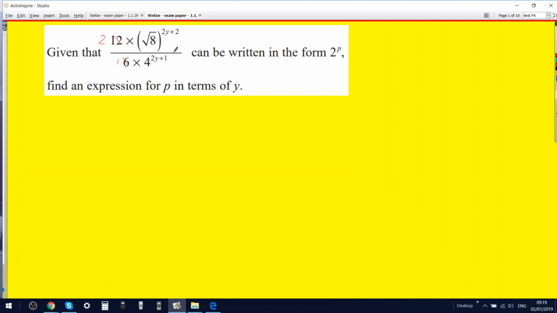Can I divide the root 8 and 4 by 2? Okay, no, you can't because they have powers. And so because of BIDMAS, you would have to deal with the power first. But because we don't know what y is, you can't do that. Okay.